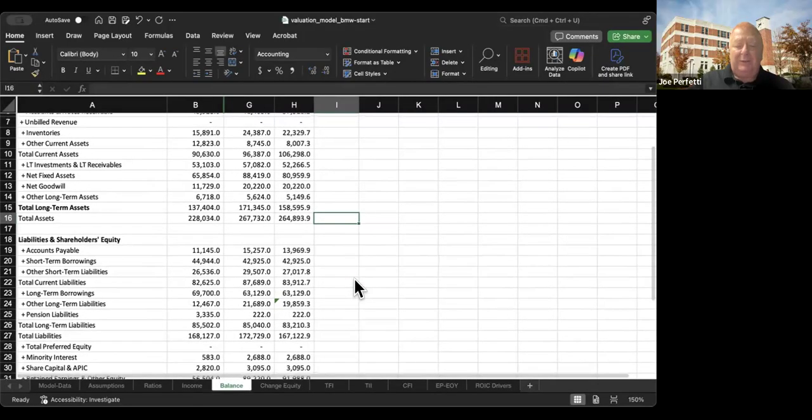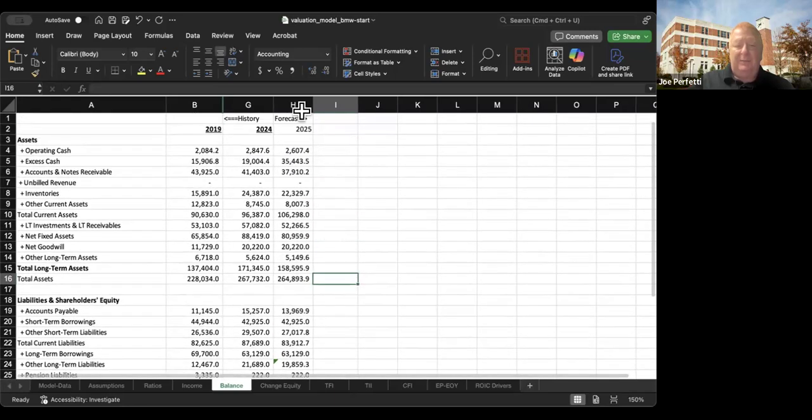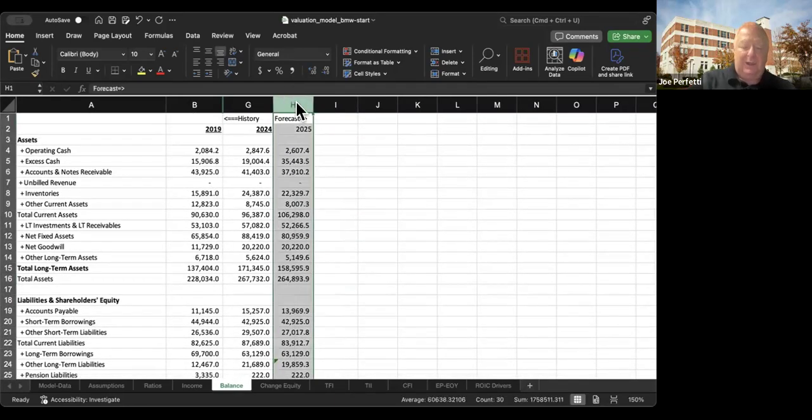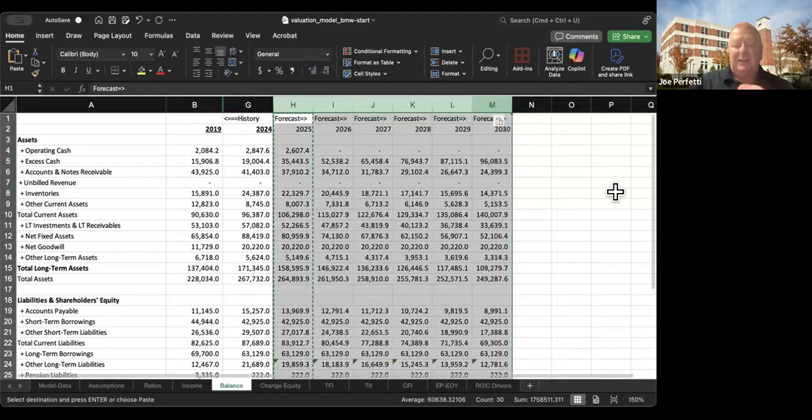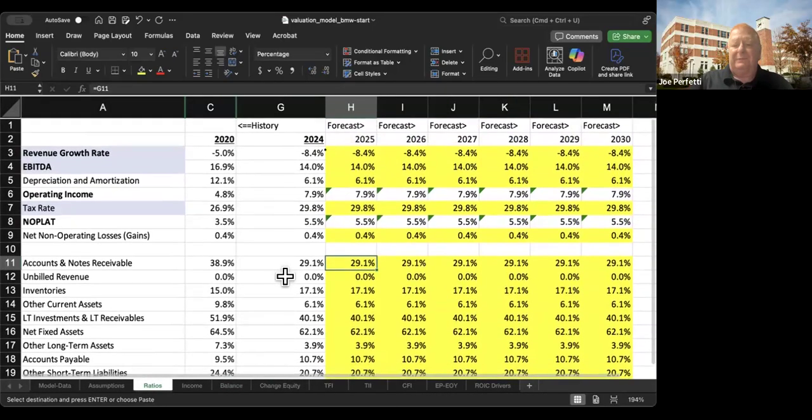Once you get to this point, you will take column H, select it, copy it, go to column M, select it, and paste it. You now have 6 years of forecasted balance sheets for BMW based on these ratios.